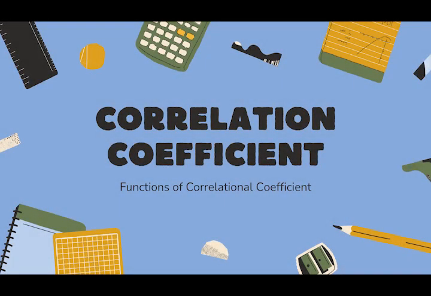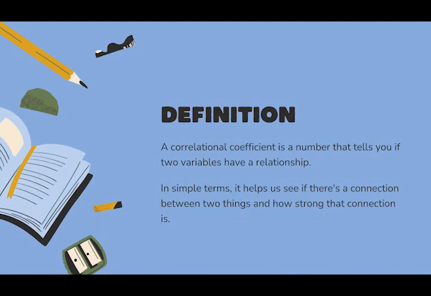Before we go over the formulas and how to obtain the correlational coefficient, let's first discuss what it's for. Now, don't let past statistical experiences scare you, since this concept is actually quite easy. A correlational coefficient is a number that tells you if two variables have a relationship.